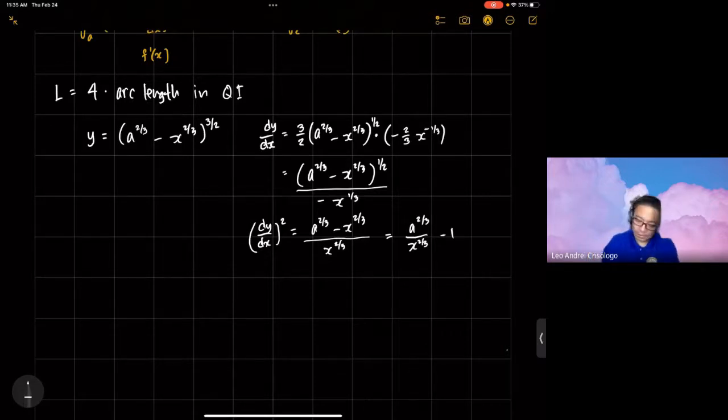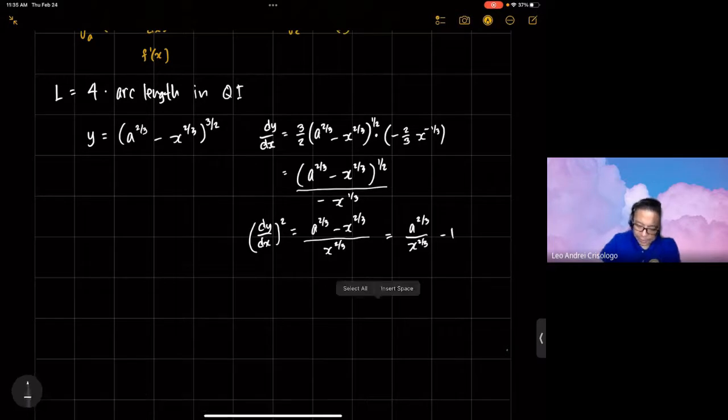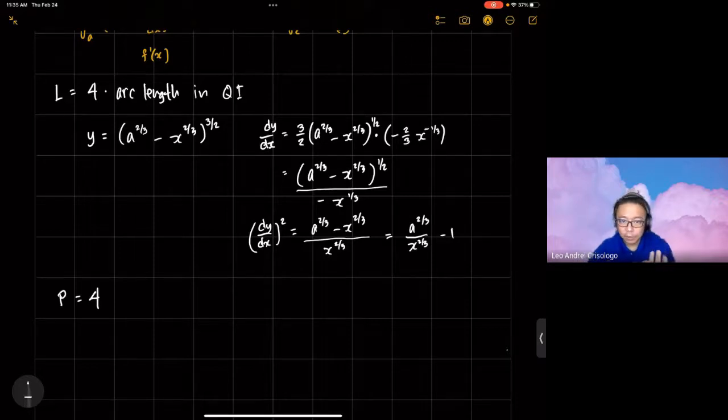Okay? And going back, no, that is why. Going back to our formula, so instead of length, I'll just use P for perimeter. Our perimeter, as we've established, is 4 times the arc length in the first quadrant. But the arc length in the first quadrant, using our formula, will be given by the definite integral from 0 to a of 1 minus the square of the derivative. But the square of the derivative plus 1, plus, not 1 minus.